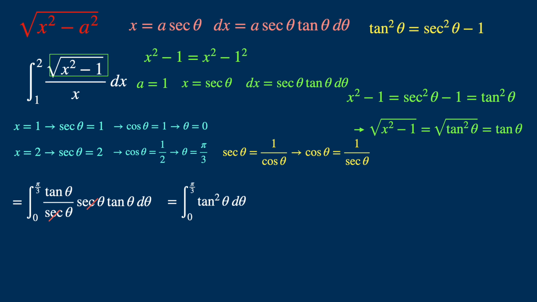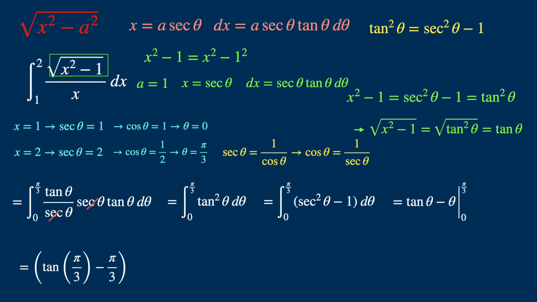So we're going to use the Pythagorean identity. That's going to be the integral from 0 to pi over 3 of secant squared theta minus 1 d theta. The antiderivative of secant squared theta is going to be tangent theta. The antiderivative of 1 is theta. Where to where? 0 to pi over 3.